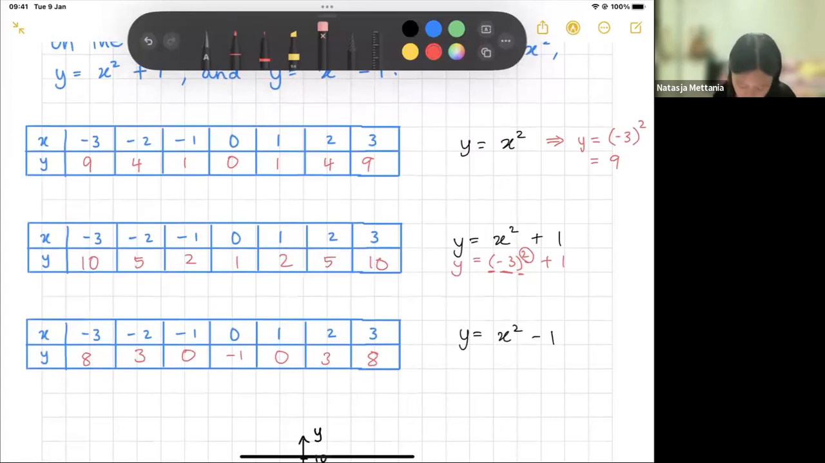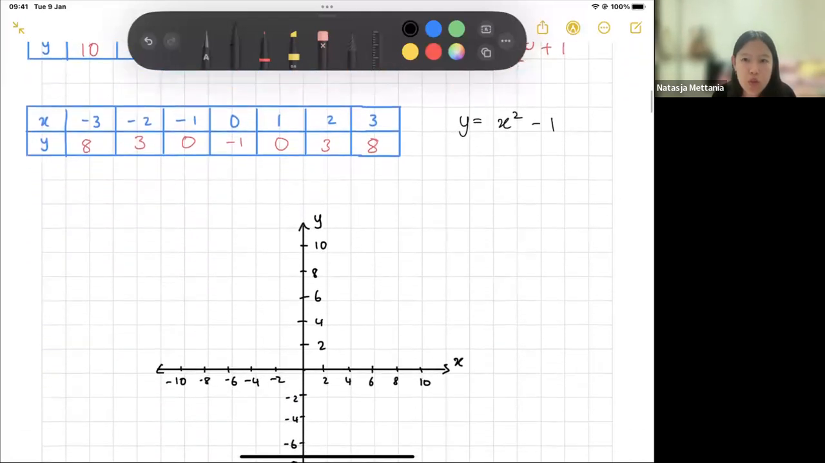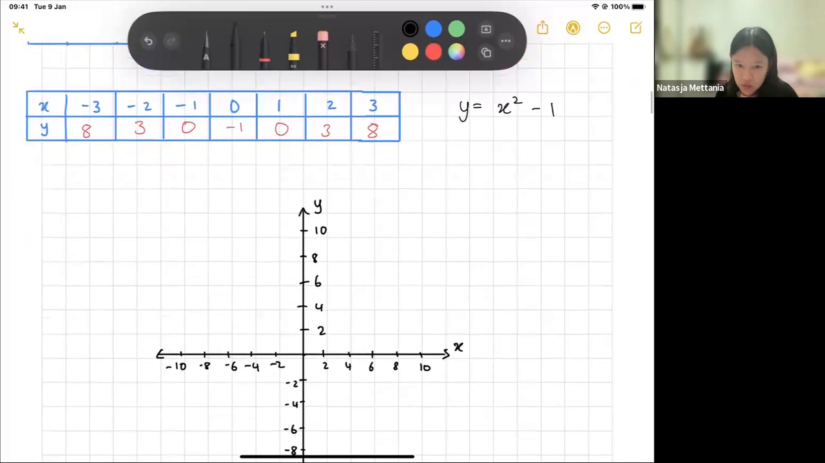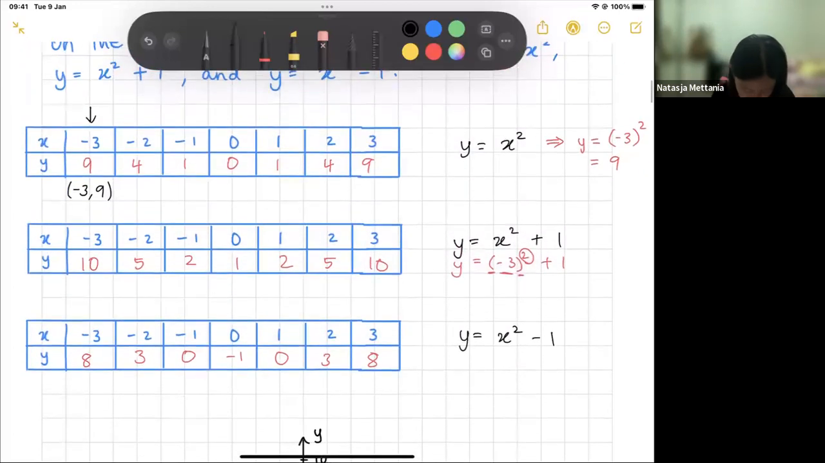Now, what I'm going to do is plot this table into my Cartesian plane. My coordinates, what it would look like is this column here. If I put it into coordinates, I'm going to write down -3, 9. So I'm going to go on my x-axis, find where -3 should be around here. Then go up to 9, should be here. Okay. Then I'll keep going.